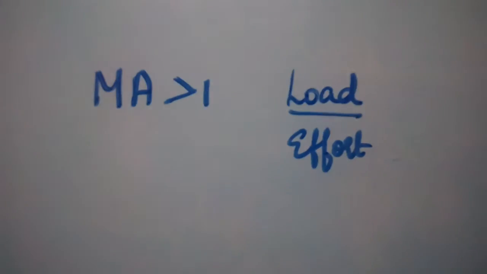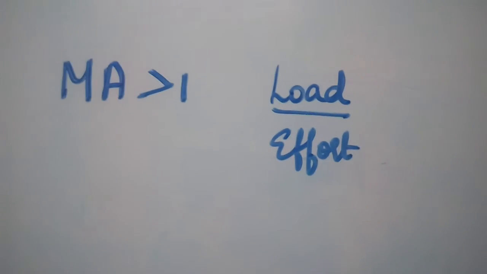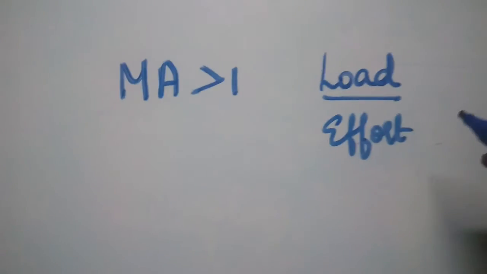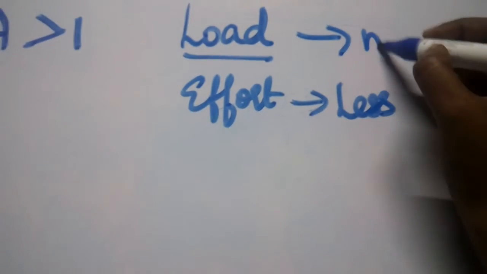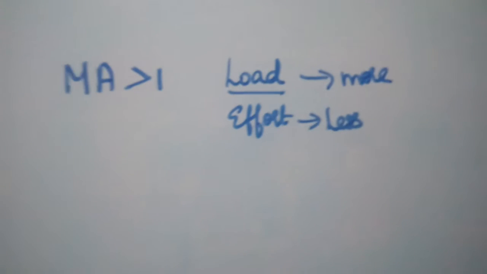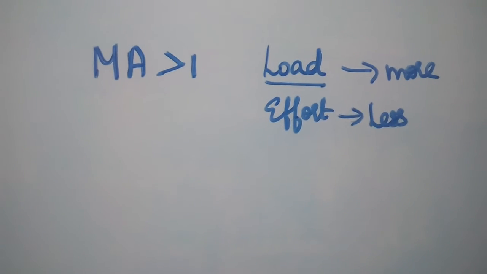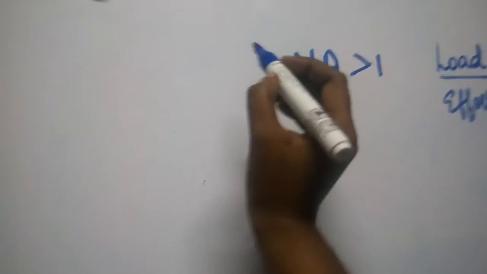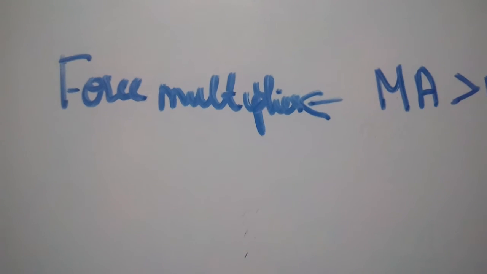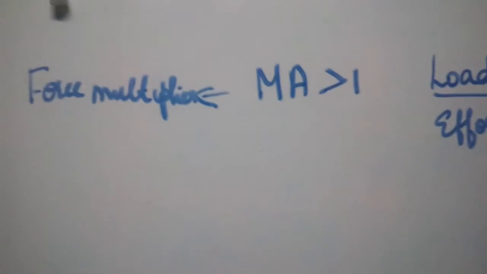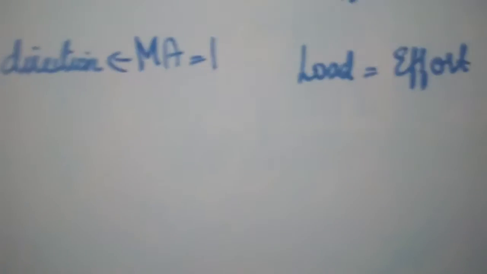Load and effort. There is another term called mechanical advantage. Mechanical advantage is the ratio of load to the effort. And from the value of mechanical advantage, we can find out the function of that particular machine. If the mechanical advantage is greater than 1, that means effort is very much less than the load, then that machine acts as a force multiplier. Very much less effort is given to overcome a load.